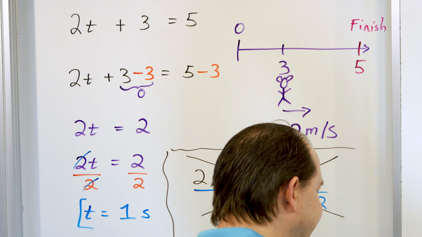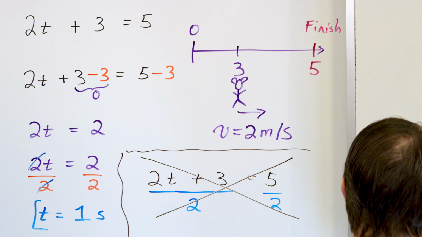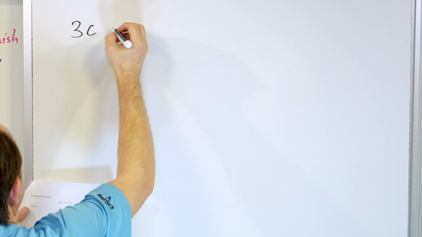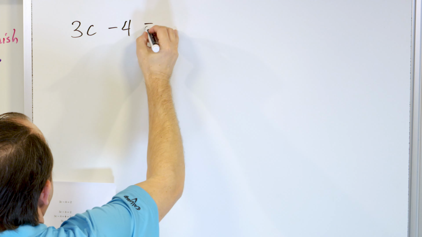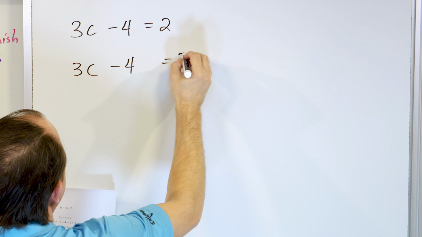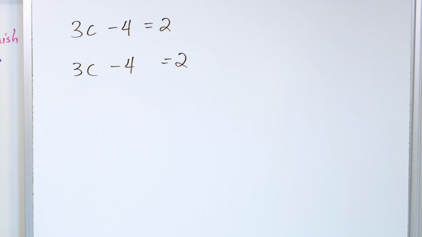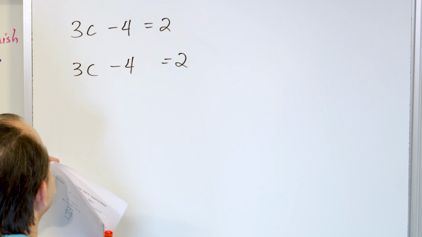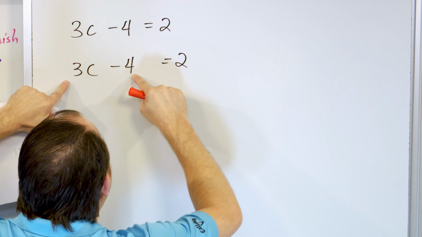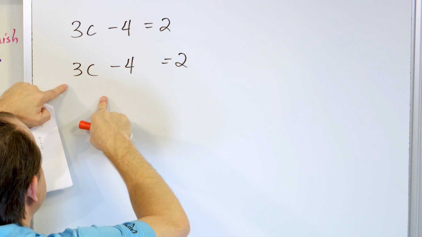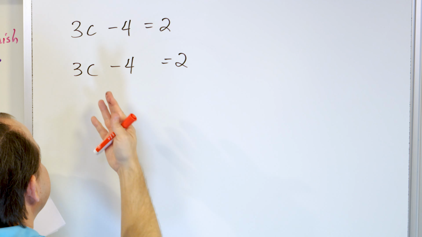I think as you see more of these, it will become much more obvious how to attack it. 3 times c minus 4 is equal to 2. Let me rewrite it. 3 times c minus 4 is equal to 2. Now, some students might look at this and say, well, I'm multiplying by 3, so I want to divide by 3. But if you divide by 3, you have to divide the entire left side. The whole thing has to be on a fraction bar with a 3 on the bottom, but then you can't cancel anything. It's the same problem as before.